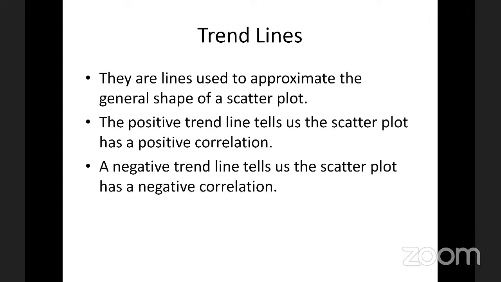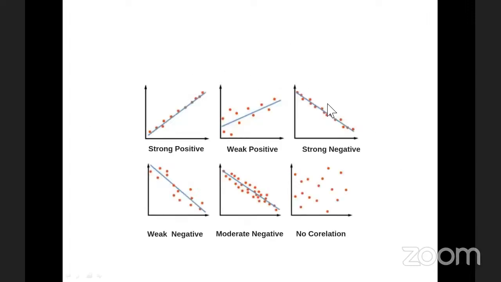Now, what are trend lines? They are lines used to approximate the general shape of a scatter plot. When we have a positive trend line, the scatter plot has a positive correlation. And when we have a negative trend line, the scatter plot has a negative correlation. You may remember the Pearson coefficient we have studied similarly. When we have a positive relation, we can create a positive trend line, and negative as such here.